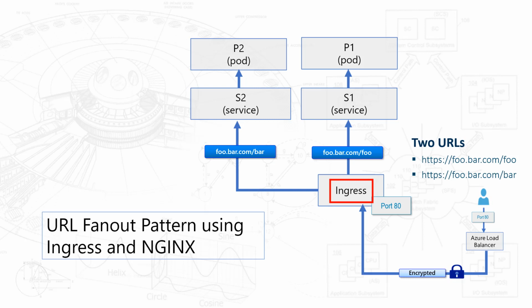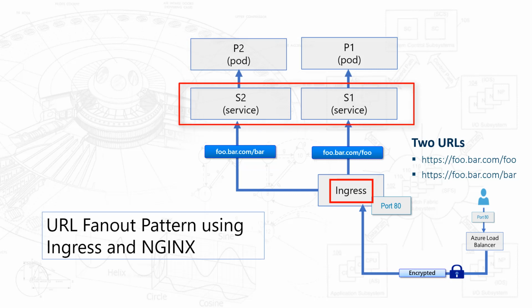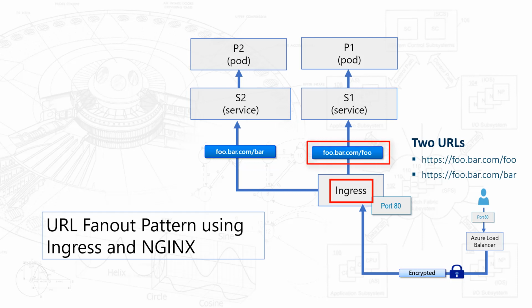So what you're looking at here is our cluster. You'll notice here we have a couple of pods, P1 and P2. We have two services, S1 and S2, and then we have URLs that get routed to each one of those respective services. So if the user went to foo.bar.com/foo, they would hit S1.